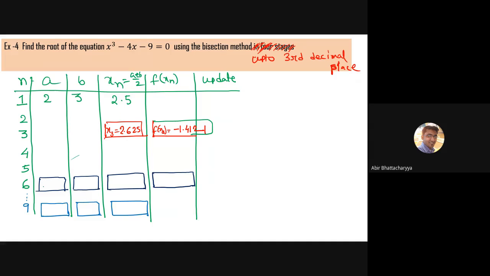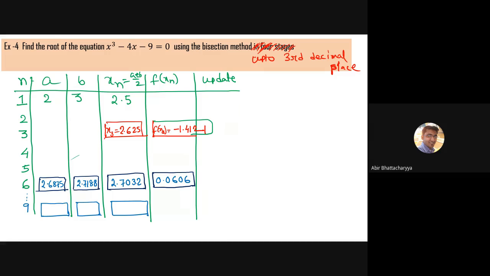Good. So it's something like A is 2.6875 and B is 2.7188. Xn is 2.7032, and this is going to be 0.0606. All right, this is correct, fully correct.